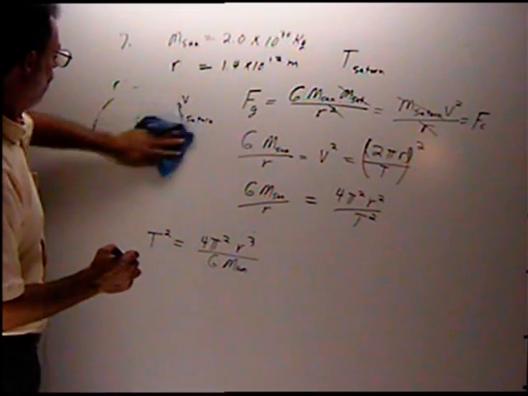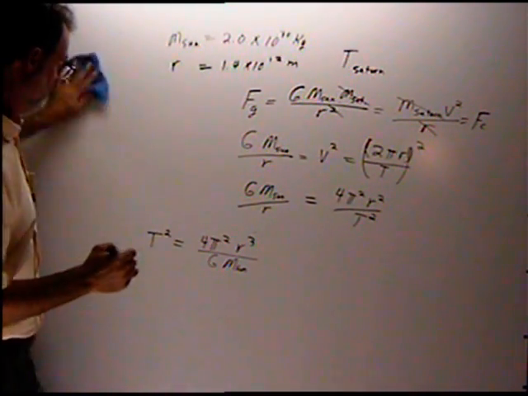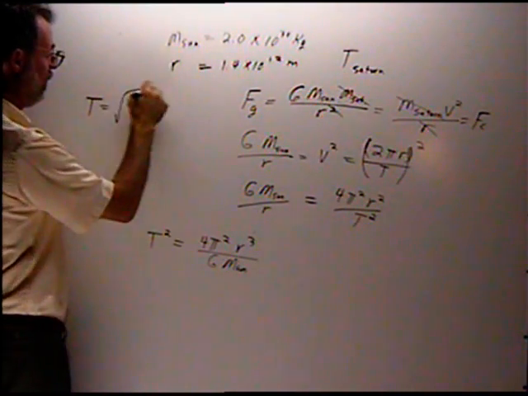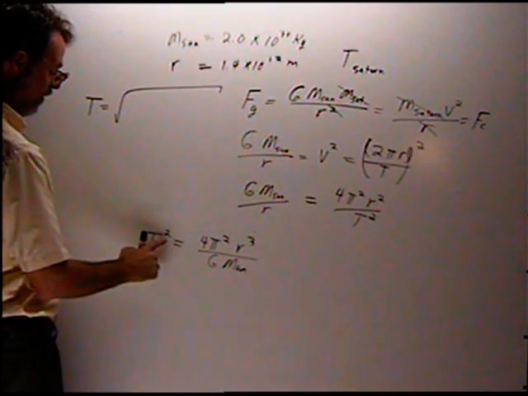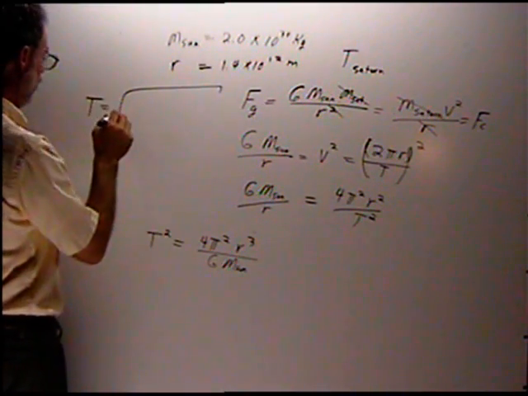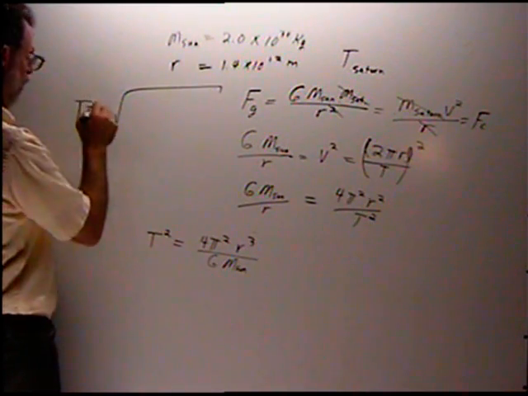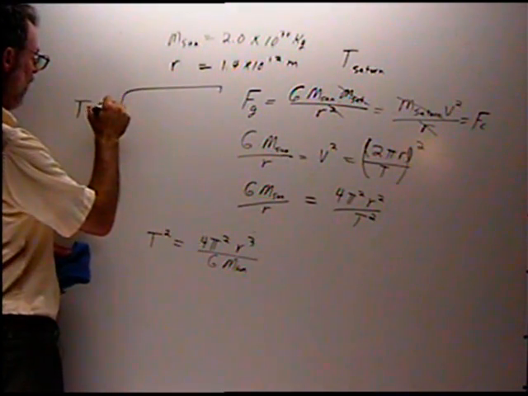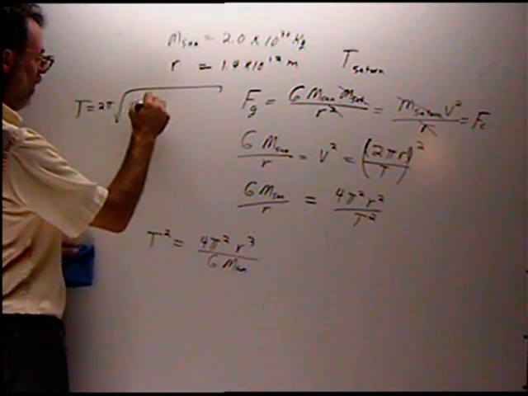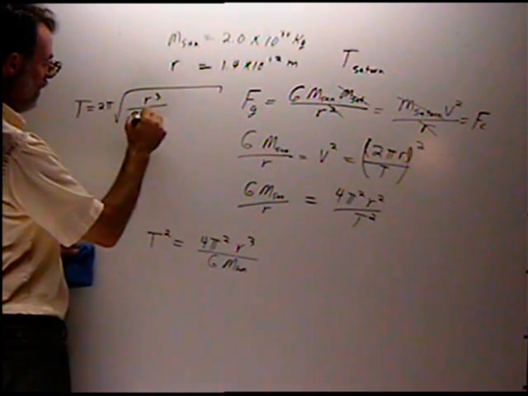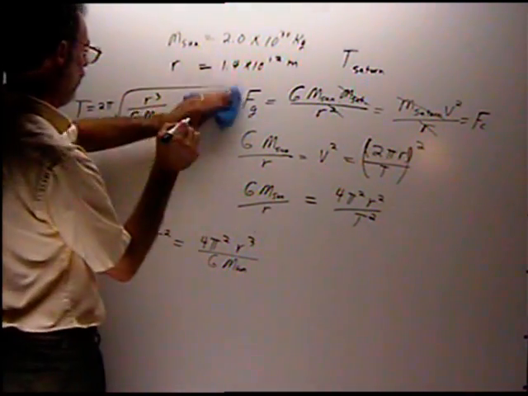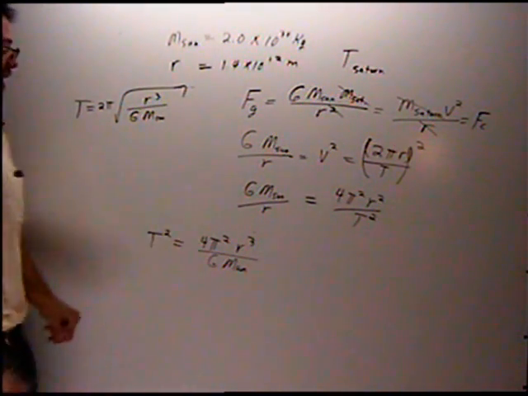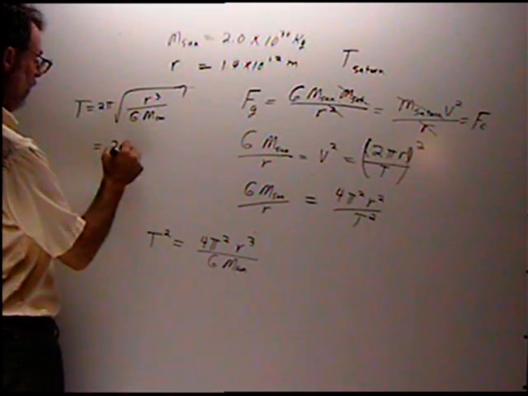Okay, so I'm going to put this up here. Basically, the period is the square root of all of this over here, because if I take the square, I want to take the square root. Notice I can pull this out, and I'll put 2 pi. R cubed over g times the mass of the Sun. So there's our little formula for the period of Saturn.